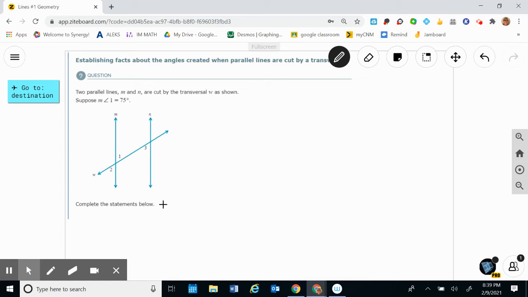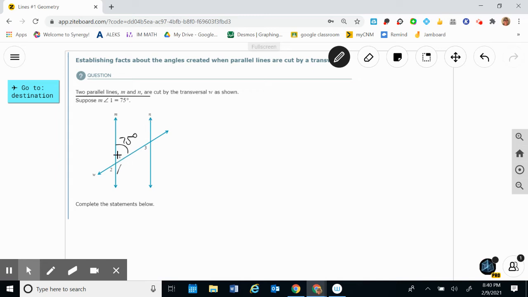All right. It says establishing facts about the angles created when parallel lines are cut by a transversal. So now they're telling you you've got parallel lines. Oh shoot, I forgot to copy the statements. Okay, so what we're looking at here, I'm just going to tell you what they're going to give you. So they give you that angle 1 is 75. What they're going to ask you is which angles are congruent, okay?